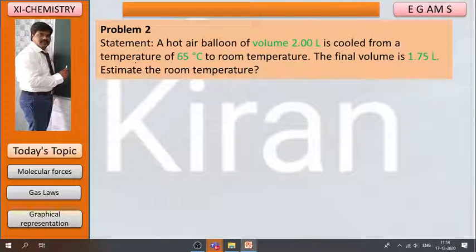What are the values they have given? You have to underline again. Volume they have given, V they have given. Here also one V is there, so this is considered as V1, this is considered as V2. And temperature they have given. This is T1, and you have to find out T2. Simple manner.